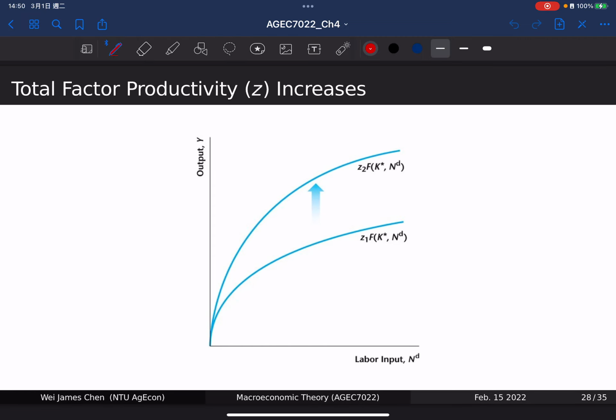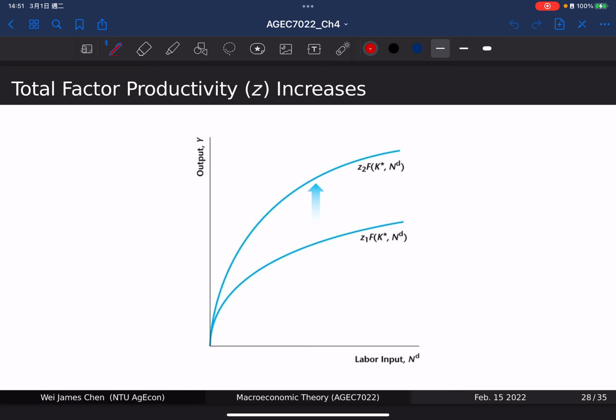And what happens if the total factor productivity, the Z, increases? Okay. This one is also clear because Z is a constant in front of this F function, right? So, by the way, you see that the production function crosses the origin. That means we are sort of assuming that F(0, 0), when you have 0 capital and 0 labor, then the output is 0. Okay, so it's a line like this and crosses the origin.